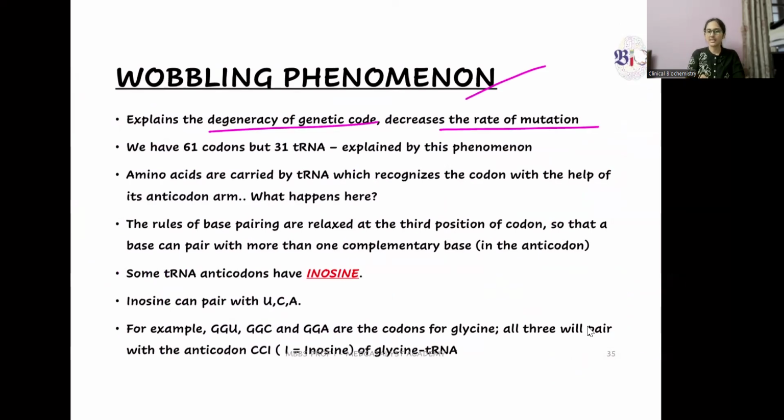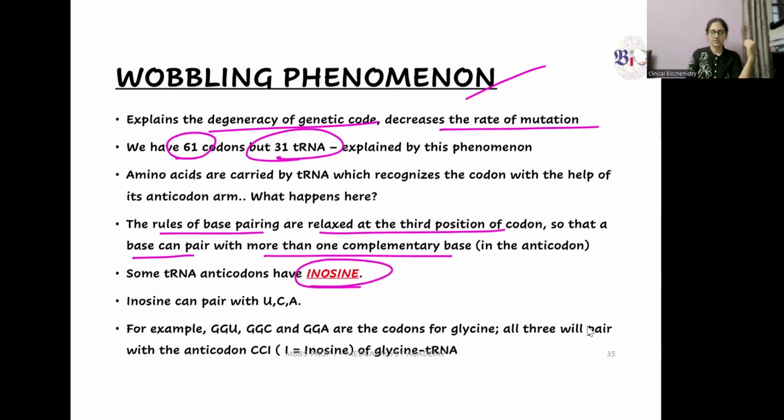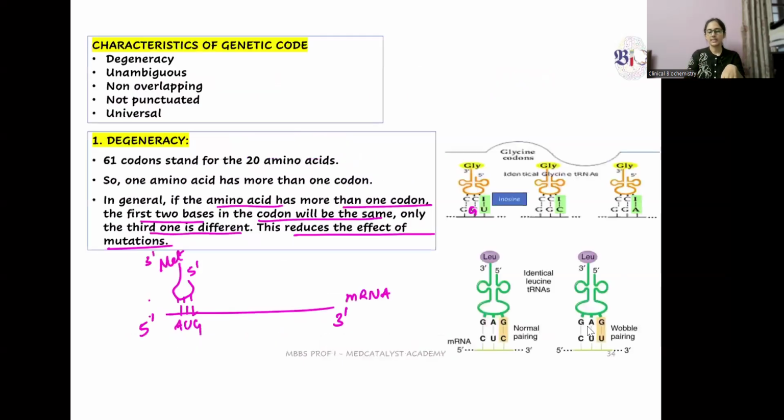You have 61 codons as we saw, but how many tRNAs do you have? We have only 31 tRNAs in the cytoplasm. Again, this wobbling phenomenon is explained by this. The rule of base pairing is relaxed at the third position of the codon, so that one base can pair with more than one complementary base in the anticodon. Also, some tRNAs will have inosine. Inosine can pair with U, C, and A. So this is what is about the wobbling phenomenon, and with the glycine and leucine codons, we are able to understand this.